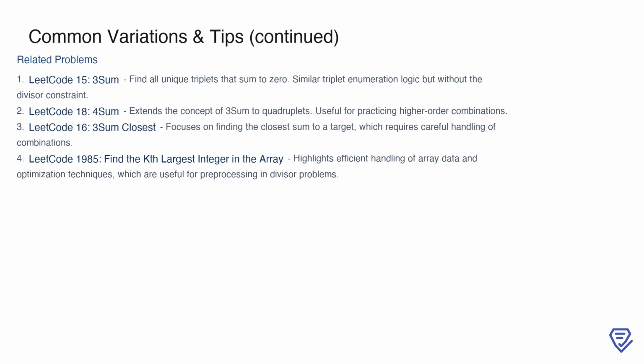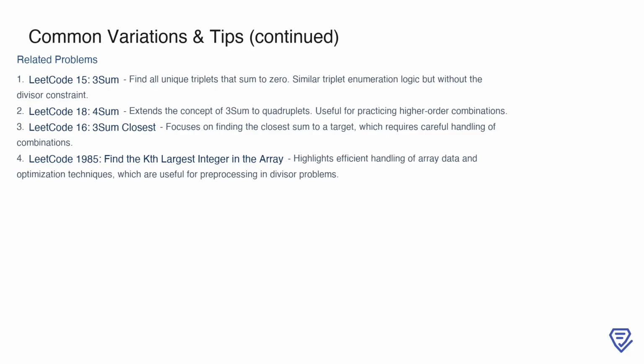Expanding your understanding of this problem can be helpful, and exploring related problems is a great way to do that. For instance, LeetCode 15, the three-sum problem, involves finding unique triplets that sum to 0. While it doesn't have the divisor constraint, the logic for enumerating triplets is similar, making it a good practice problem. LeetCode 18, or four-sum, builds on this idea by extending the concept to quadruplets, which helps you practice higher-order combinations.